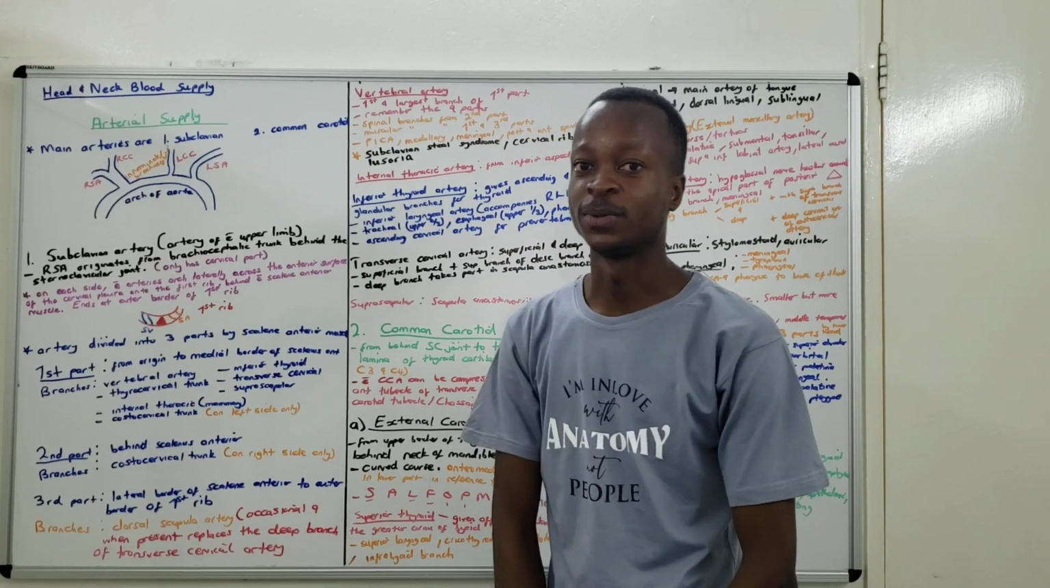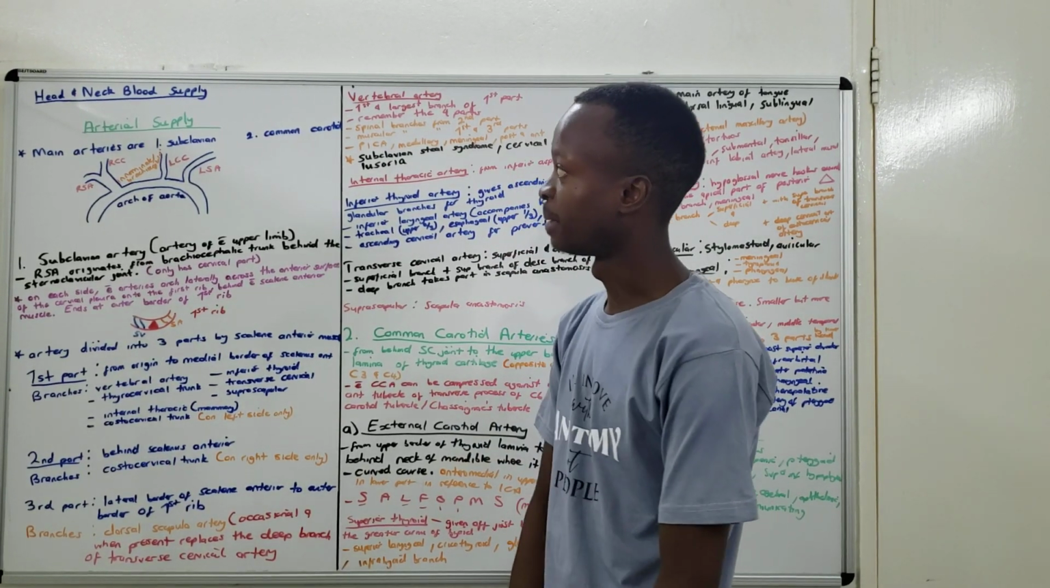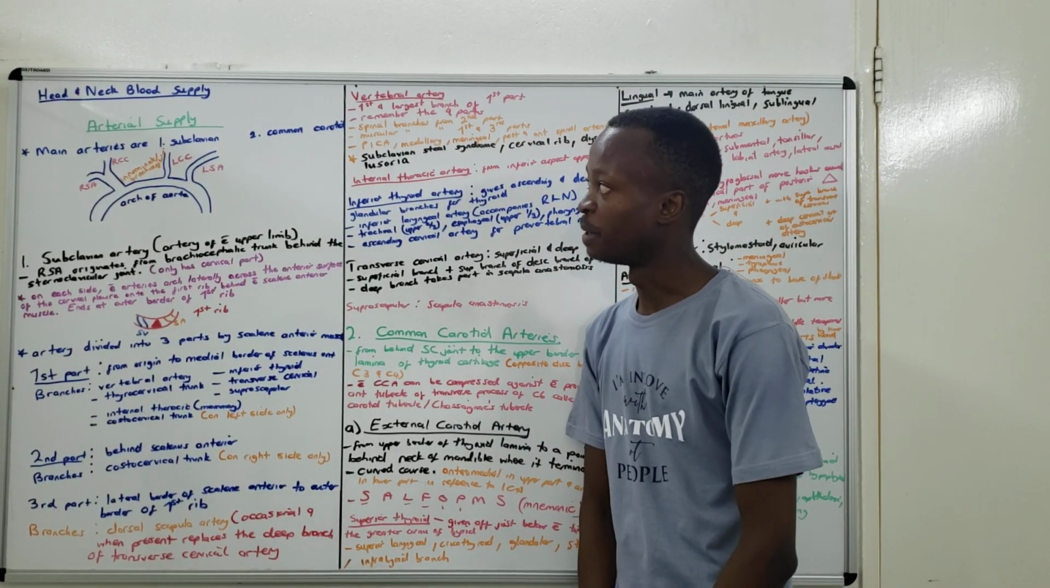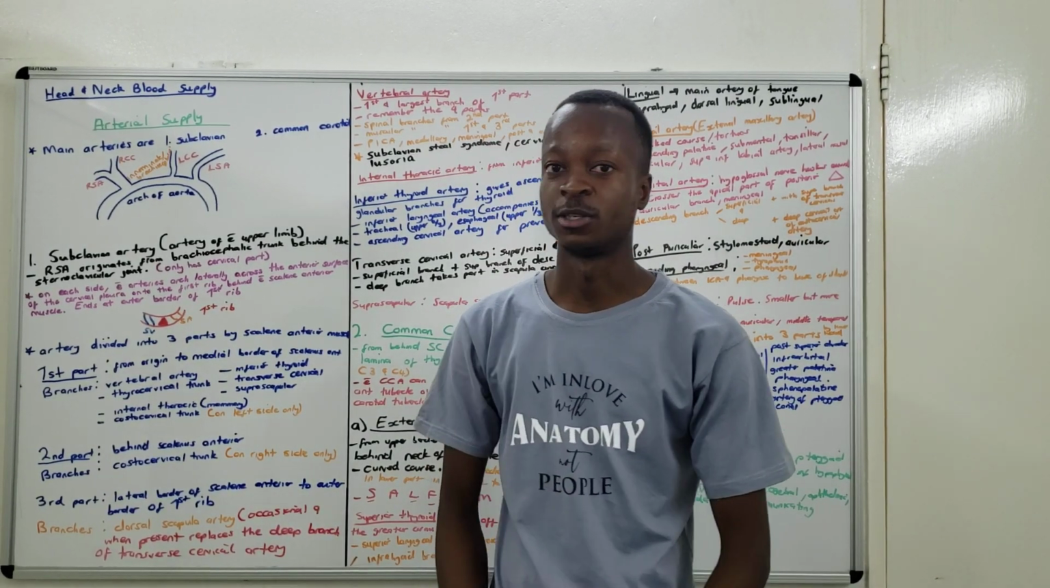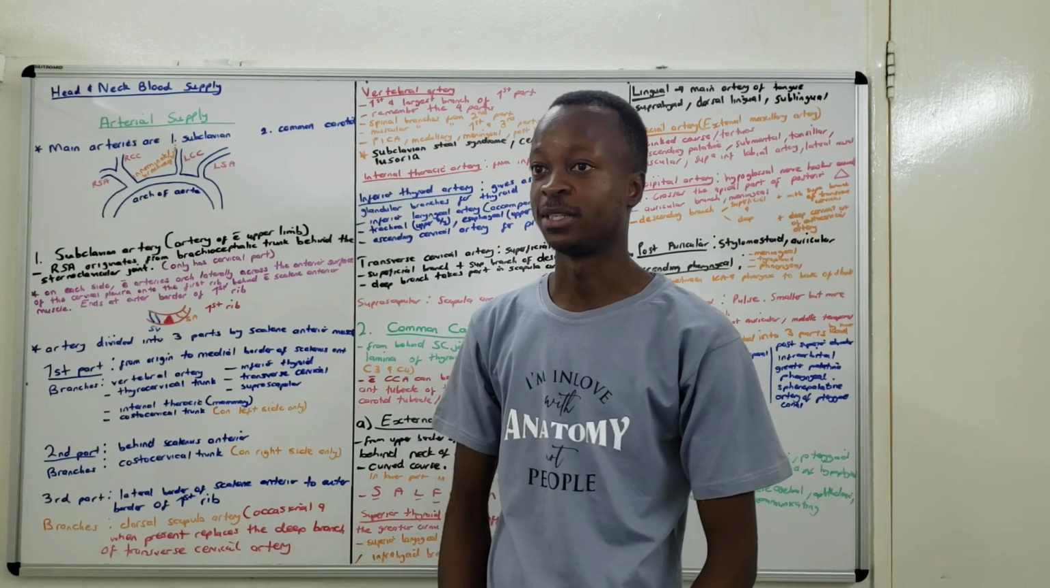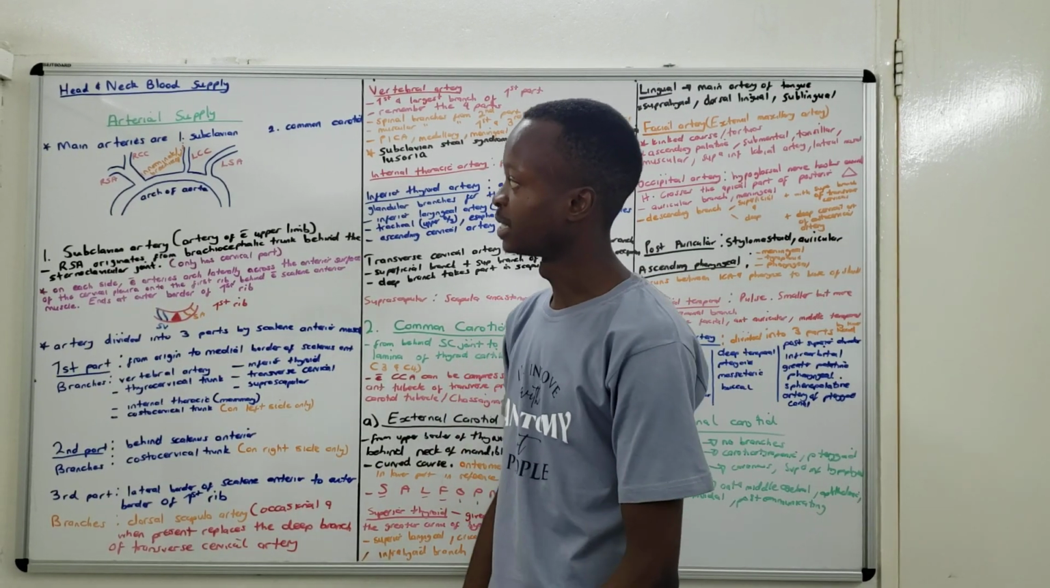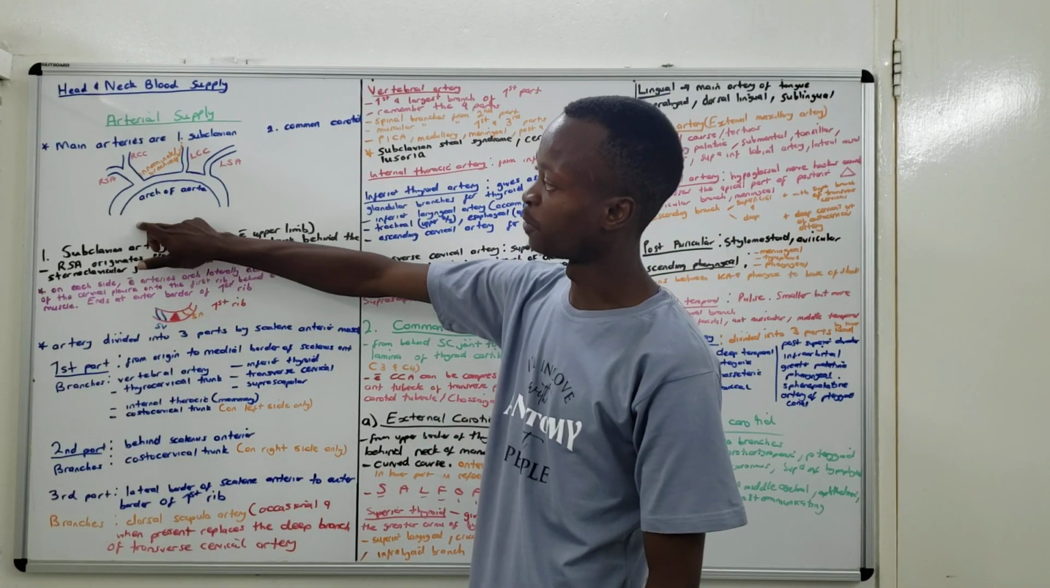Guys, and welcome to a tutorial on the arterial blood supply of the head and neck. You'd remember that the main arteries of your head and neck are going to be the subclavian arteries as well as your common carotid arteries. And just a bit of thoracic anatomy. Remember the arc of the aorta.